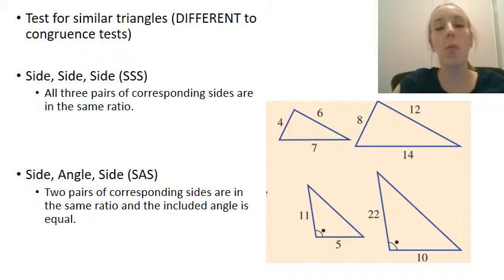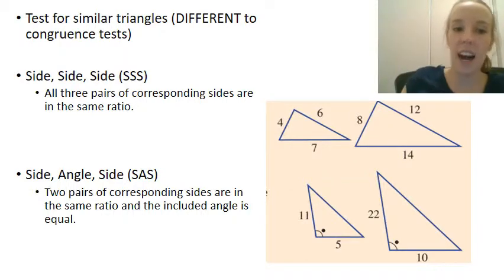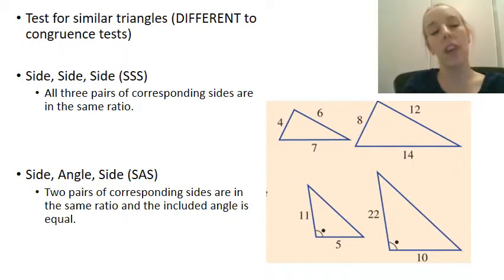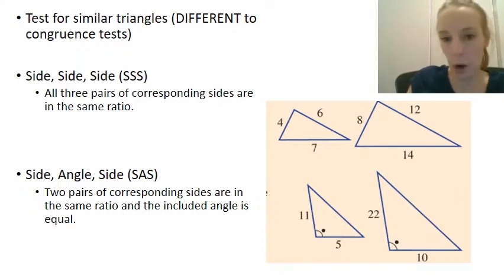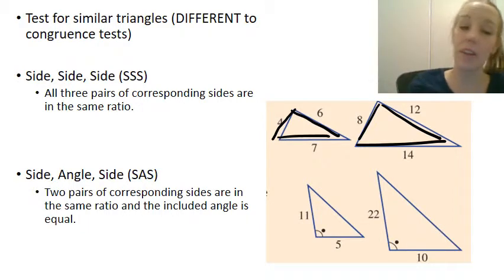Okay, so we actually have some tests that we can use to test for similar triangles. So these tests are actually different to the congruent tests. So these tests are SSS, so side, side, side. So all three pairs of corresponding sides are in the same ratio. So you can see this side and this side are in the same ratio as this side and this side, this side and this side. So our triangle on the right is just twice as big as our triangle on the left.